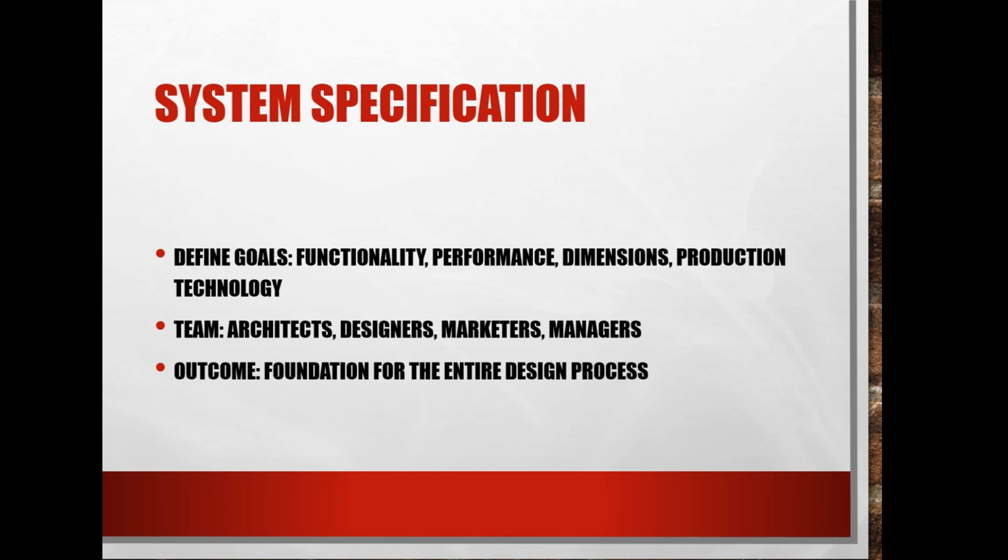So after getting feedback from the customer, you will be preparing a document, and you will be getting an idea about what the customer wants. So in that case, what would be our goal? Our goal is to understand the functionality, the performance requirements, the dimensions, and the technology we are going to use. Depending on that, you will decide what team members I need to have and what expertise I need. So that would also be decided. So basically this system specification would decide the foundation. It would decide your final outcome. It would act as a foundation for the entire design process.